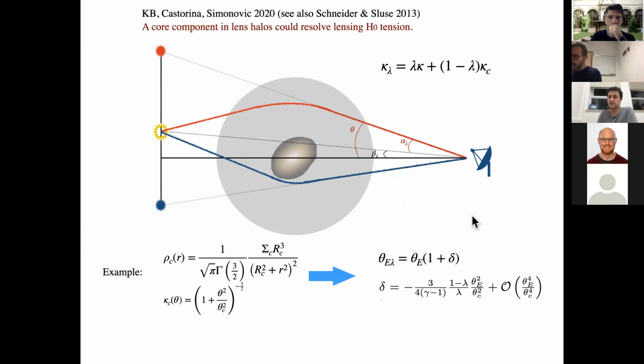Okay, and this is not a true mass sheet degeneracy, it's an approximate mass sheet degeneracy, and it's more interesting in the sense it has something to do with the profile, the local profile of the galaxy.